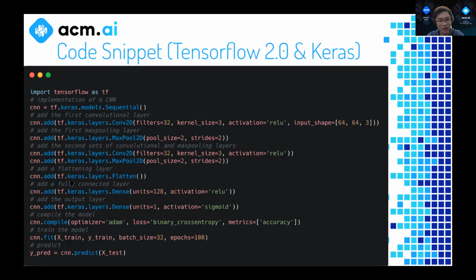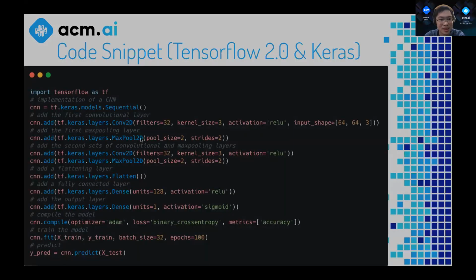After that, we have to flatten the output of the max pooling layers in order to apply our fully connected layers. And our output layer here is just a sigmoid neuron, because I'm assuming we're doing binary classification. The rest is kind of standard: we compile our model, fit it, and make a prediction. So, any questions with regards to the code?